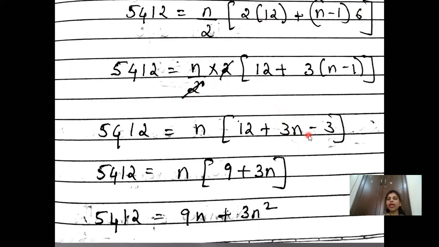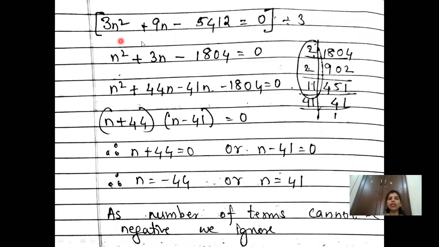So that is 3n minus 3. 12 minus 3, we got the value as 9 plus 3n. Now we open this bracket and we get 9n plus 3n square. So you can see now we can write this particular thing in the quadratic equation form. That is what we are doing. We are writing 3n square plus 9n minus 5412 is equal to 0.